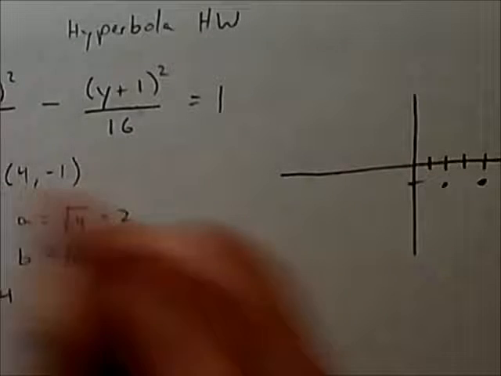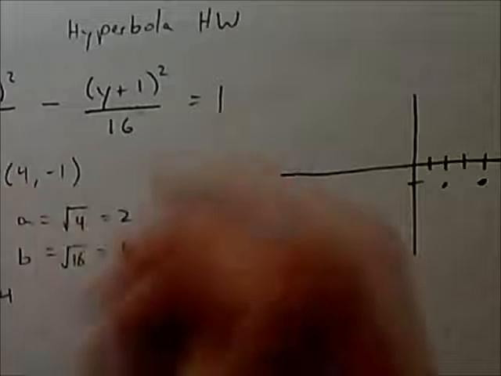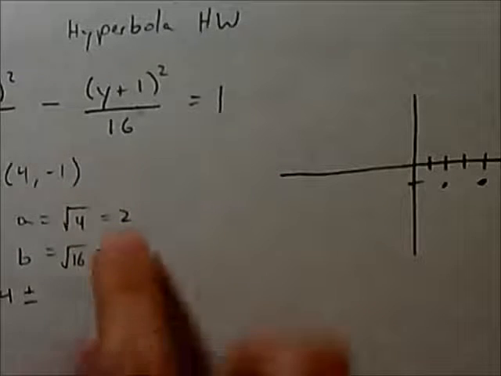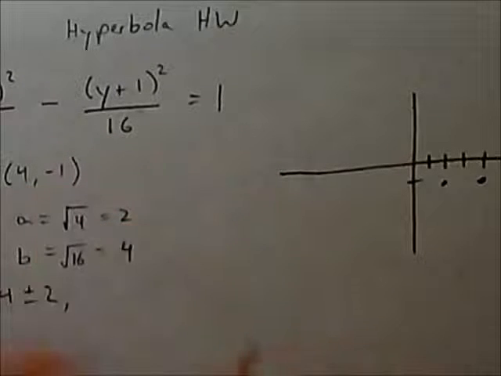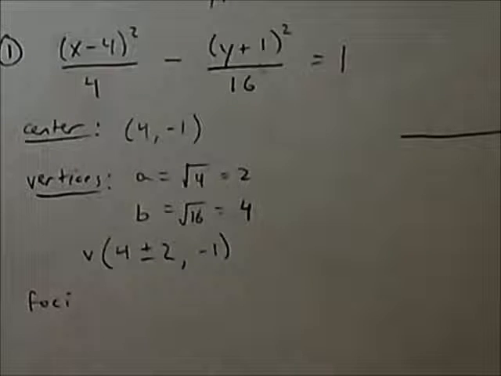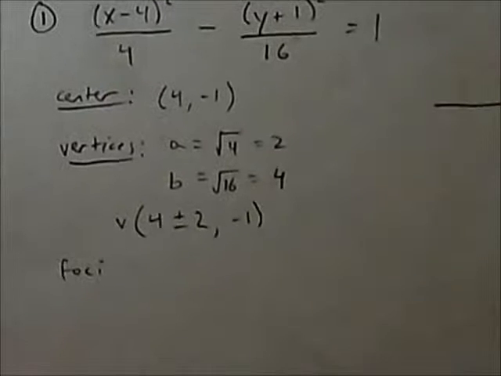And since I counted it left and right, I put the plus or minus on the x value. 2 is how far I counted, and the negative 1 stays the same. Sorry, I missed the camera there. Now let's try the foci.